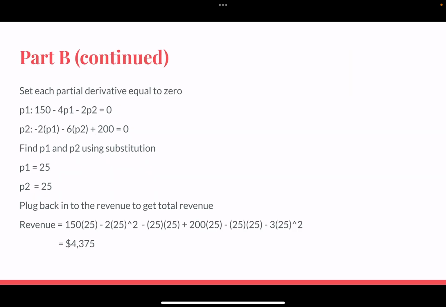The next step is to set each partial derivative equal to 0 and then find P1 and P2 using substitution. Doing that, you get that P1 and P2 both equal 25. So you want to plug that back into the revenue to get the total revenue. The total revenue that we got was $4,375.